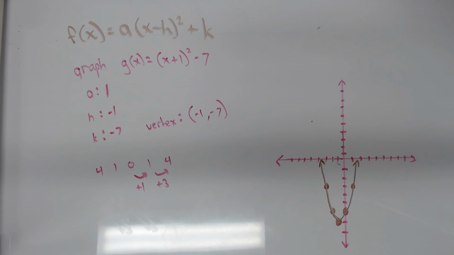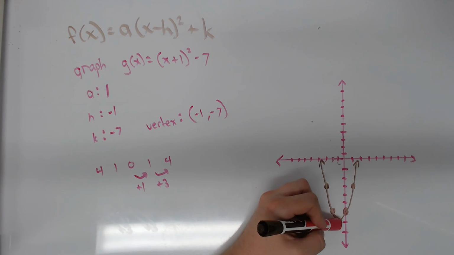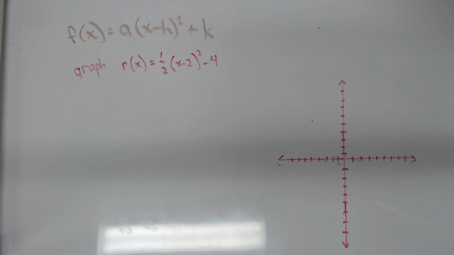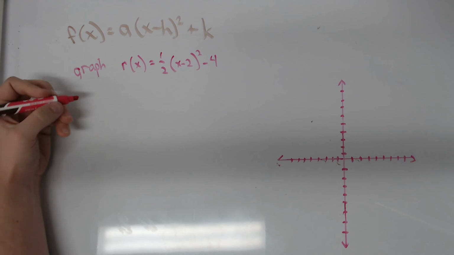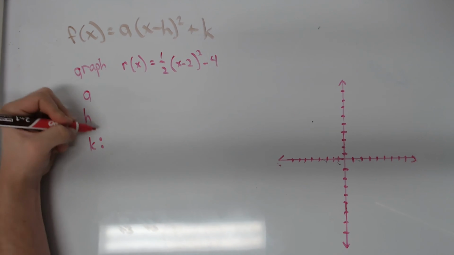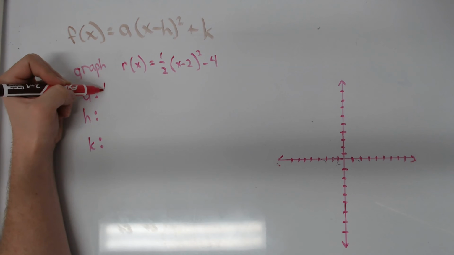Stretch of 1, shift left 1, shift down 7. So I guess stretch of 1, I could just say no stretch because there was no actual change. But let's do one more where we have all 3. All right, once again, let's start with our a, h, and k numbers. See how our graph should transform. The a value here is 1/2.